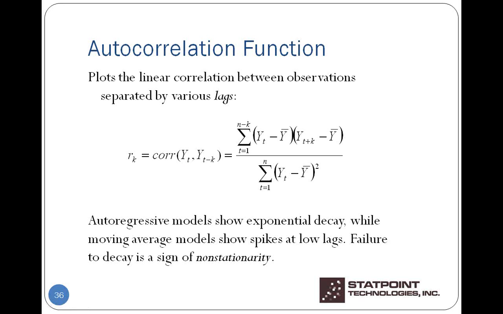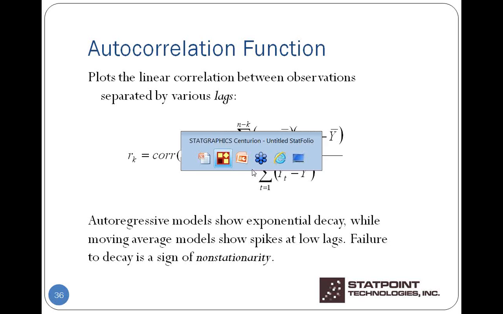For example, the autocorrelation at lag K would be the correlation between observations K time periods apart. Now, the interesting thing about the autocorrelations is that if your data follow an autoregressive model, you'll see exponential decay when you look at the autocorrelation function. On the other hand, if you have a moving average model, you'll see a couple spikes at low lags, and that'll be it. On the other hand, a sign of needing to difference the data, which is a sign of what's called non-stationarity, is a failure of the autocorrelation function to decay.